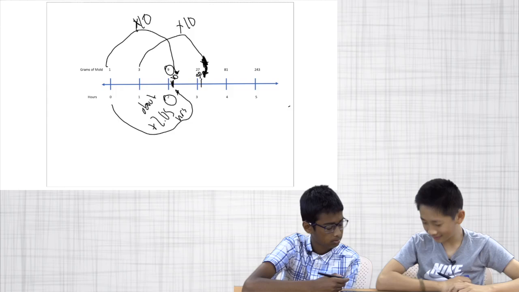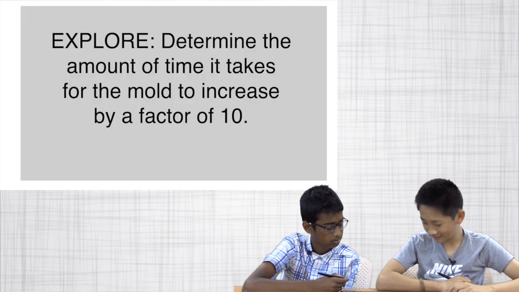In the previous episode, the students estimated how long it would take the amount of mold on their pizza to increase by a factor of 10 using a number line. In this episode, Josh and Arabindo try to more accurately determine the amount of time it takes for the mold to increase by a factor of 10.